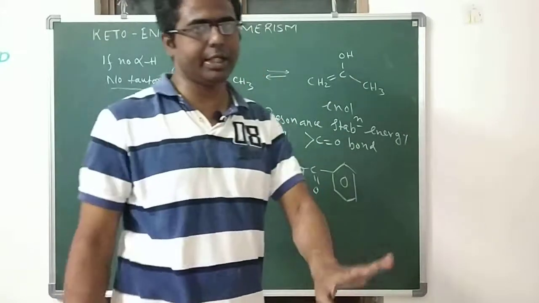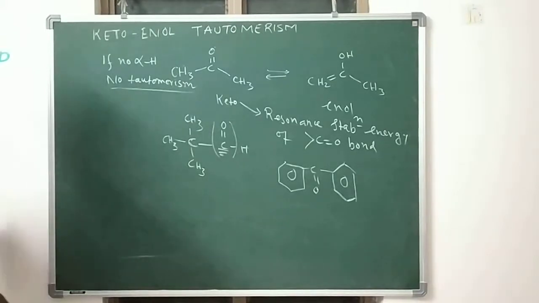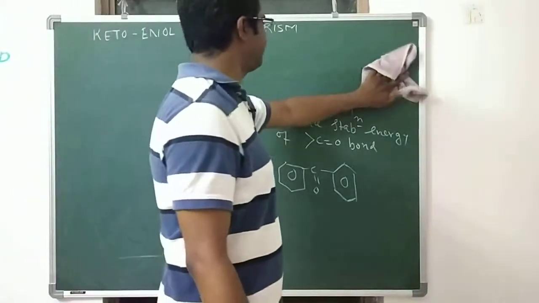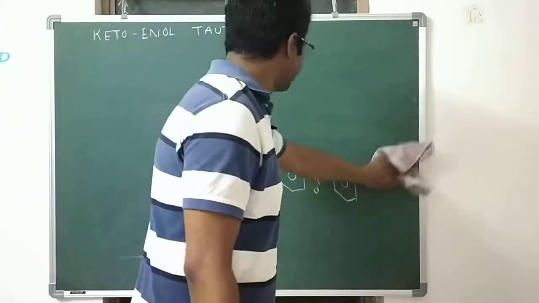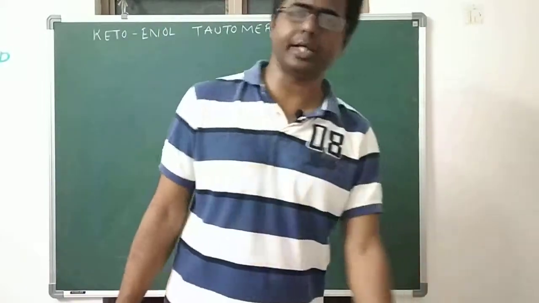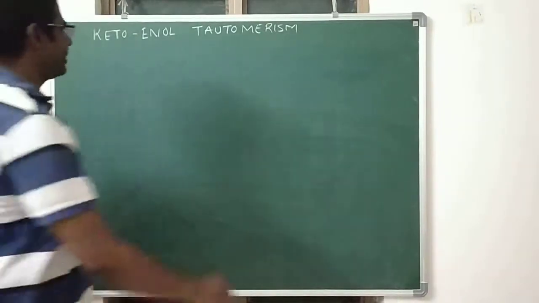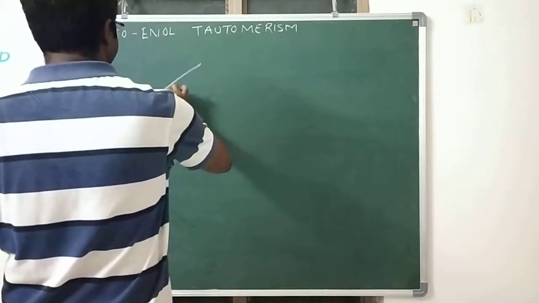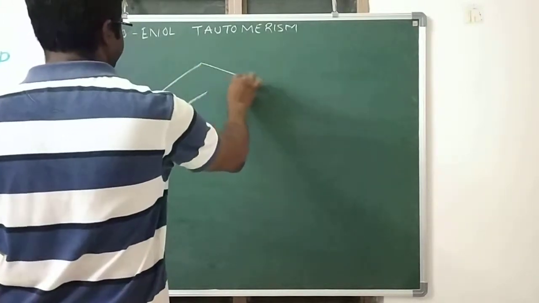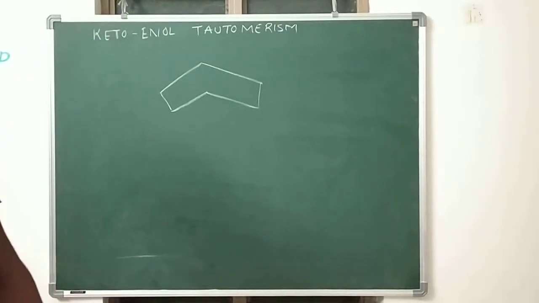ठीक है, क्लियर है. नाउ we'll be going into some other examples also, क्योंकि हमको सीखना तो पड़ेगा. तो एक तो हम लोग सीख गए कि अल्फा हाइड्रोजन नहीं रहेगा तो आपका टॉटोमेरिज्म नहीं होगा. So let us take another example. ठीक है, ये वाला लेते हैं.